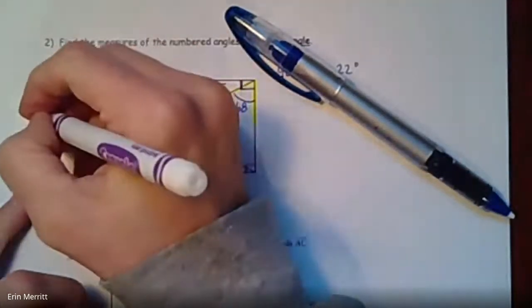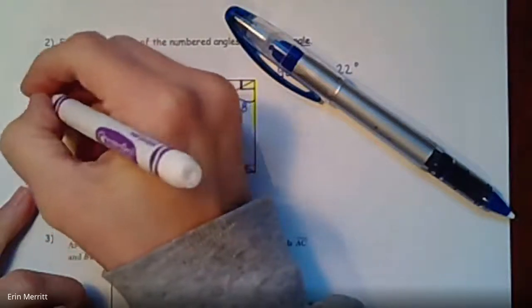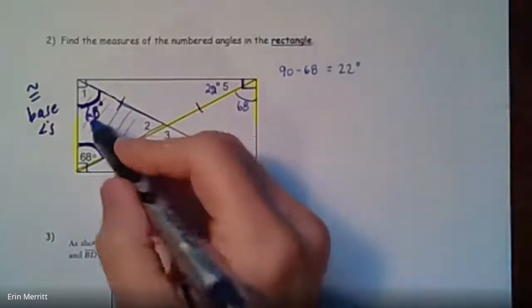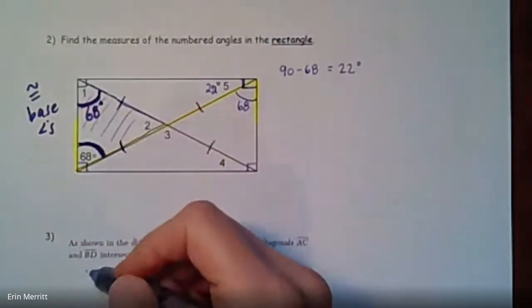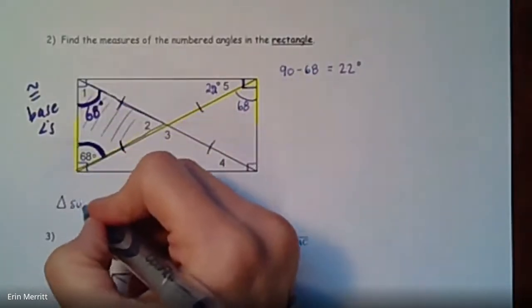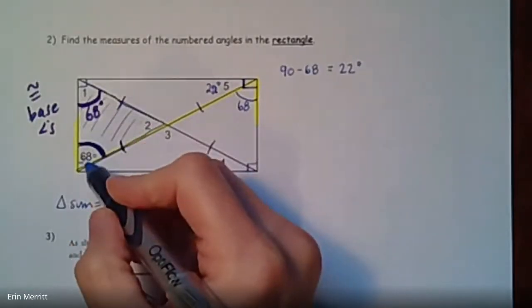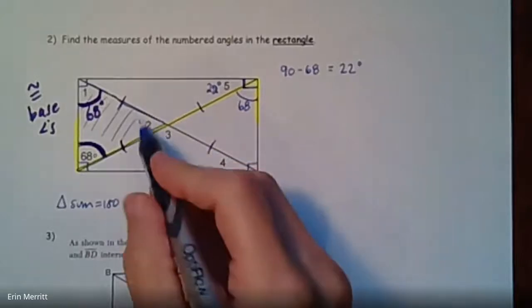So if those are my congruent base angles, then that makes angle 1 68. Easy, done. Based on that, keep using that isosceles triangle. I know that a triangle sum equals 180. And so we can do 68 plus 68 and then subtract it from 180 to get angle 2.